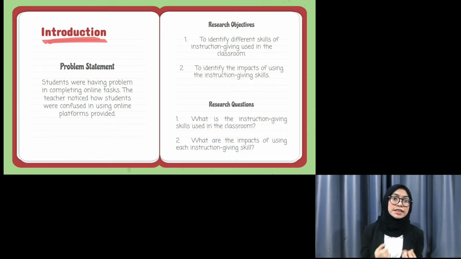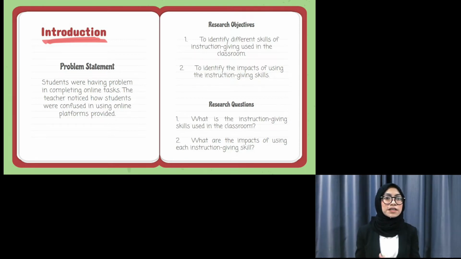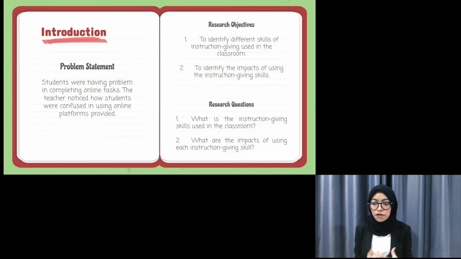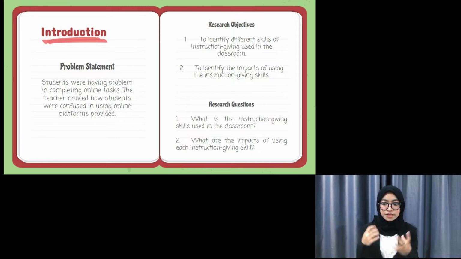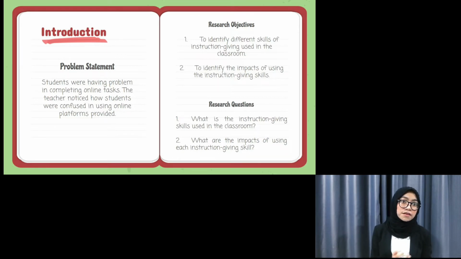For this research, the first objective is to identify different skills of instruction giving in use in the classroom. The second objective is to identify the impacts of using the instruction giving skills. The same goes for the research questions: what are the instruction giving skills used in the classroom, and what are the impacts of using different instruction giving skills.